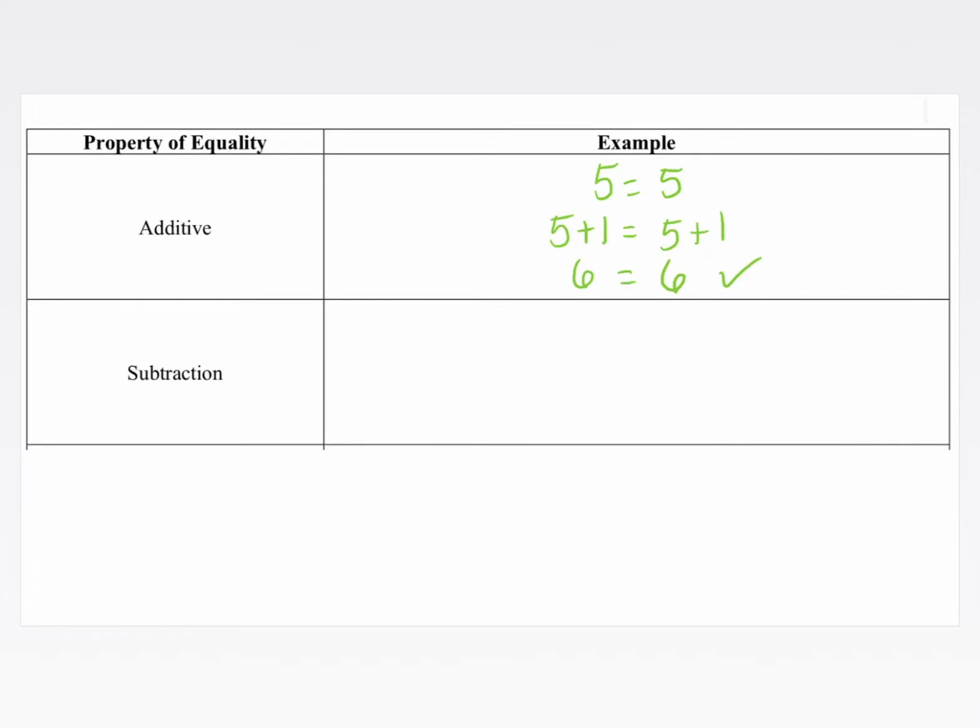For subtraction, similarly, we do the same thing here. What we do to one side, we have to do to the other side. Let's say we start off with 7 equals 7. If on the left-hand side I subtract 4, then I must do the exact same thing on the right-hand side. 7 minus 4 is 3, 7 minus 4 is 3, 3 equals 3.